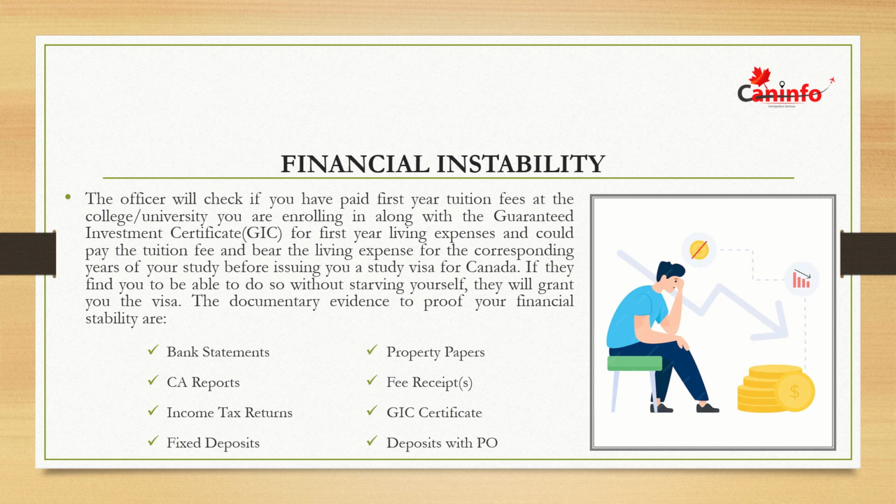So all these things you need to prove to the visa officer by attaching the evidence of your bank statements, CA reports if required, income tax returns for sure, fixed deposit if you have or your parents have, property papers if required, fee receipts for sure, GIC certificate for sure, and deposits with PO, means post office, if you have any deposits like fixed deposits and PO as well, or any other deposit you have, you can attach all these documentary evidence with your application.